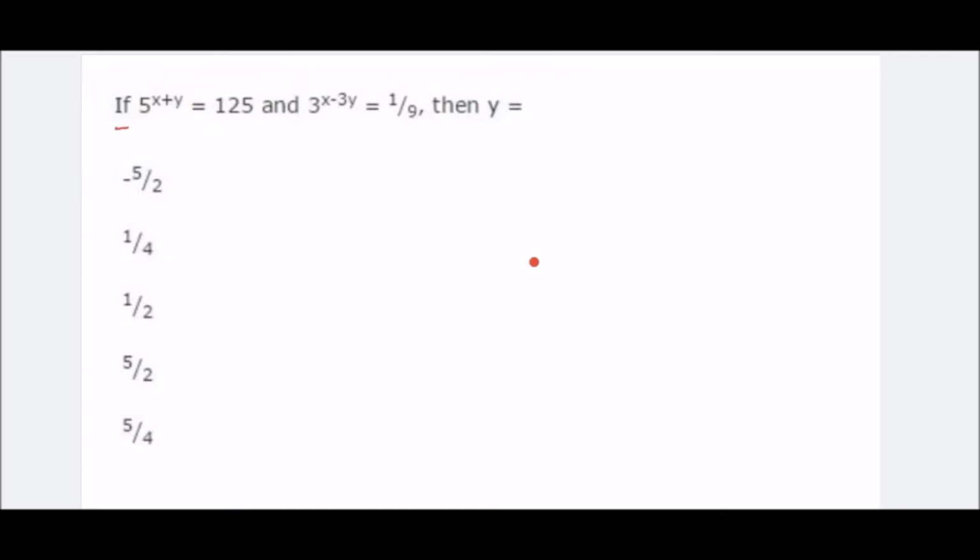Our next question is, if 5 power x plus y is equal to 125 and 3 power x minus 3y is equal to 1 by 9, then y equals what? So here we have to find the y value. For that we have to get the equations in x and y. See here, powers. So make the bases equal so that we compare the powers and get the x and y values. Take the first equation, 5 power x plus y is equal to 125, and that is 5 power 3. So the base is the same, that's why x plus y is equal to 3, first equation.